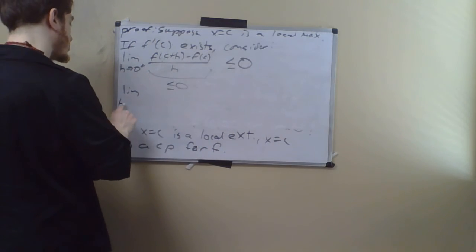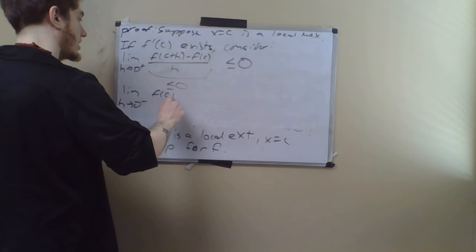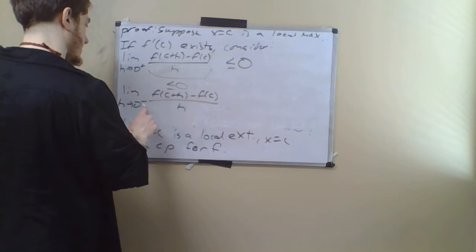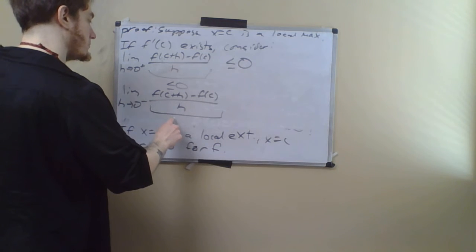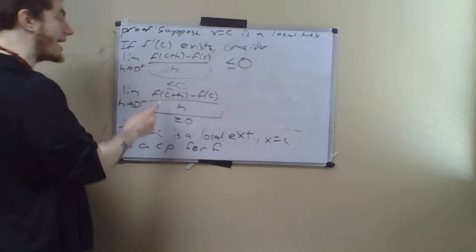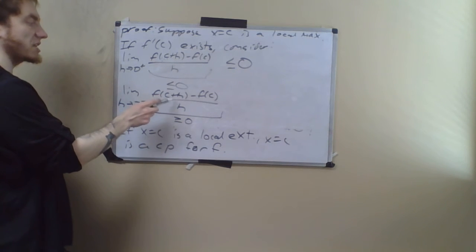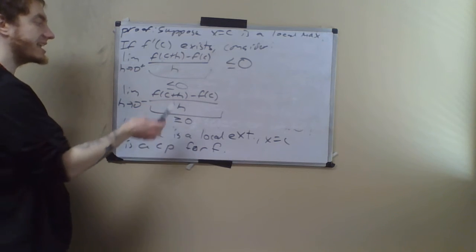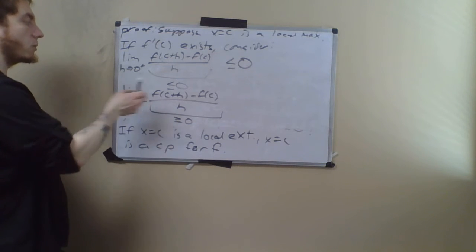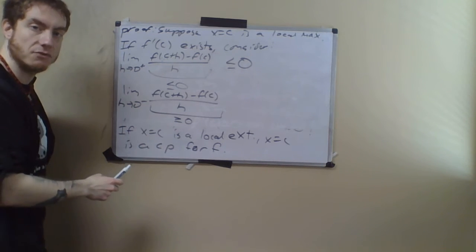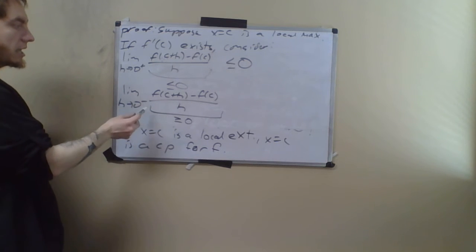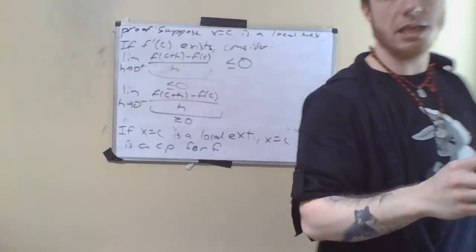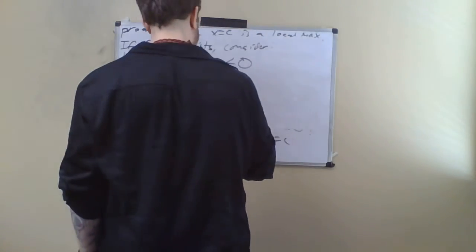However, the limit as h goes to 0 from the left of f of c plus h minus f of c divided by h, this is going to have to be bigger than or equal to 0. Why? Because we have the same thing. We have that f of c plus h is smaller or equal to f of c, but now h is negative. So this time we have a negative over a negative, which is positive. Or maybe we get 0. If I have an expression that is always positive or 0, then its limit has to be positive or 0 as well.